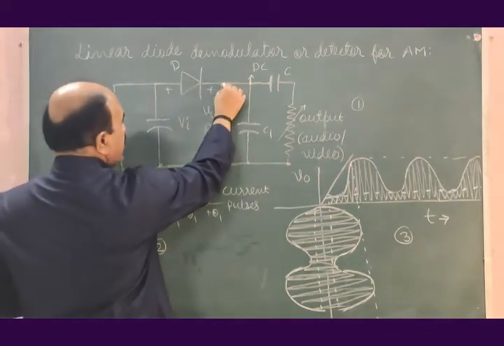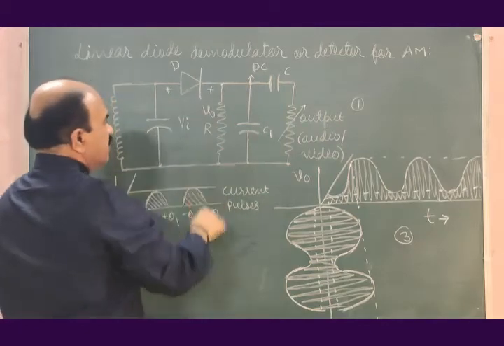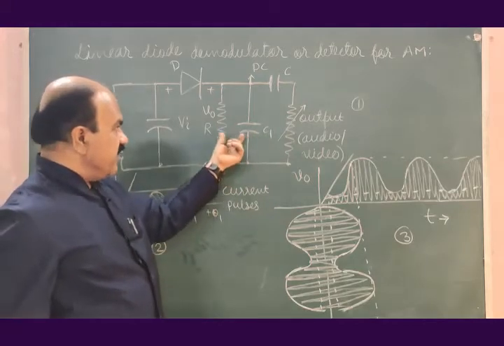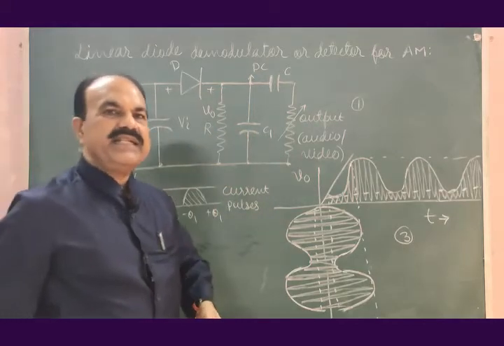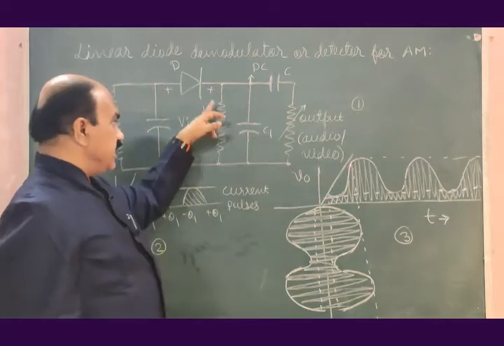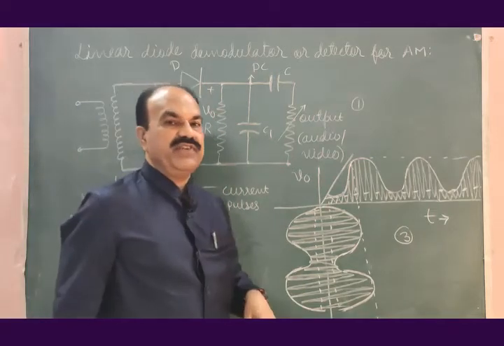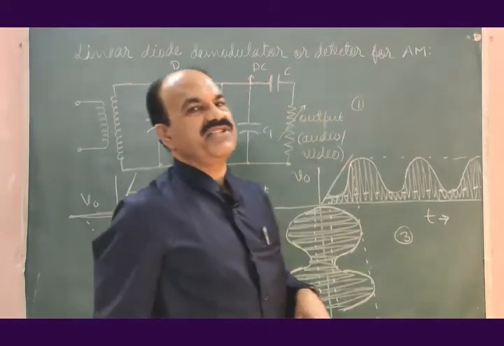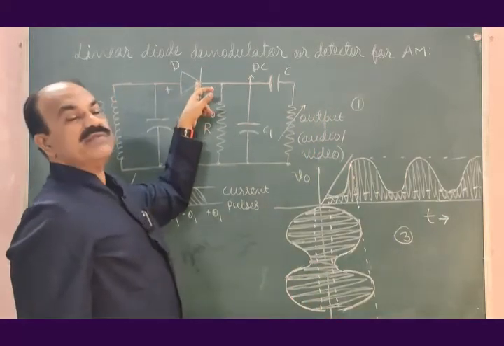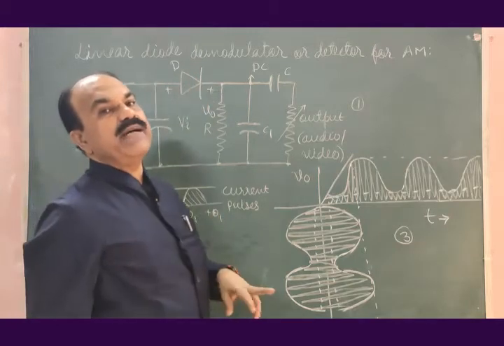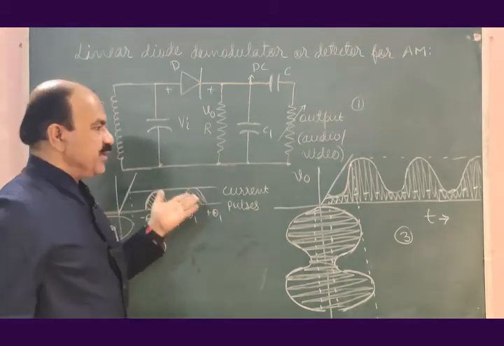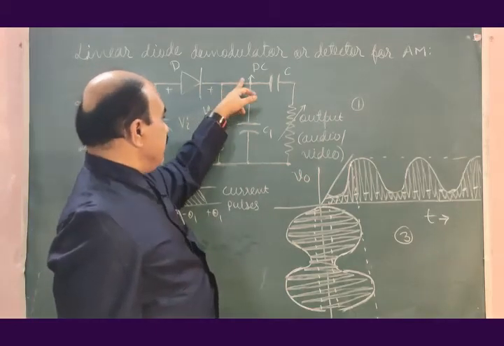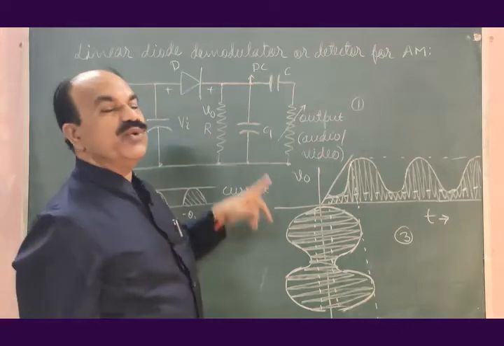After this, here we have a circuit, resistance R, capacitor C1. The values of resistance R and capacitor C1 are selected such that it will act as a time constant circuit, and these values are selected such that the output of this diode will be pulsating DC output. So it will charge the capacitor C1 through resistance R.